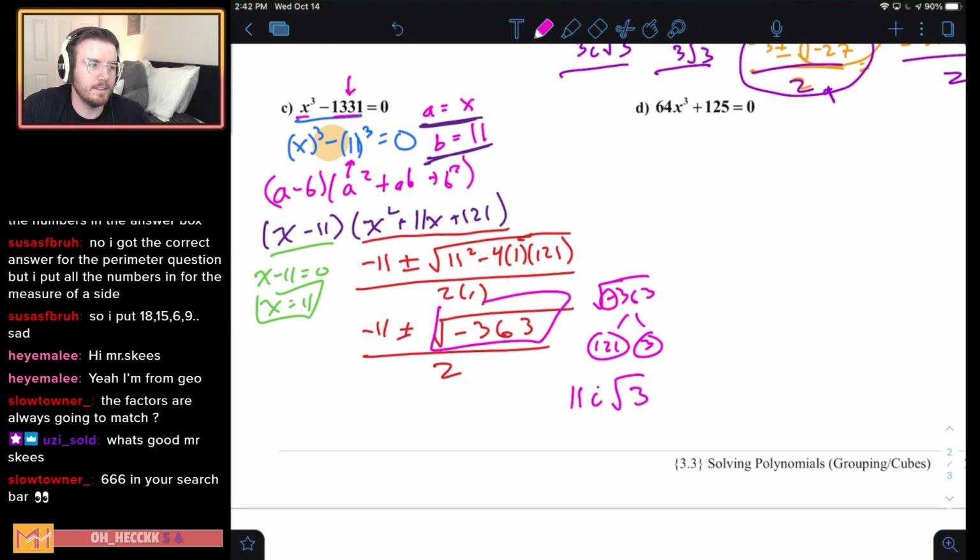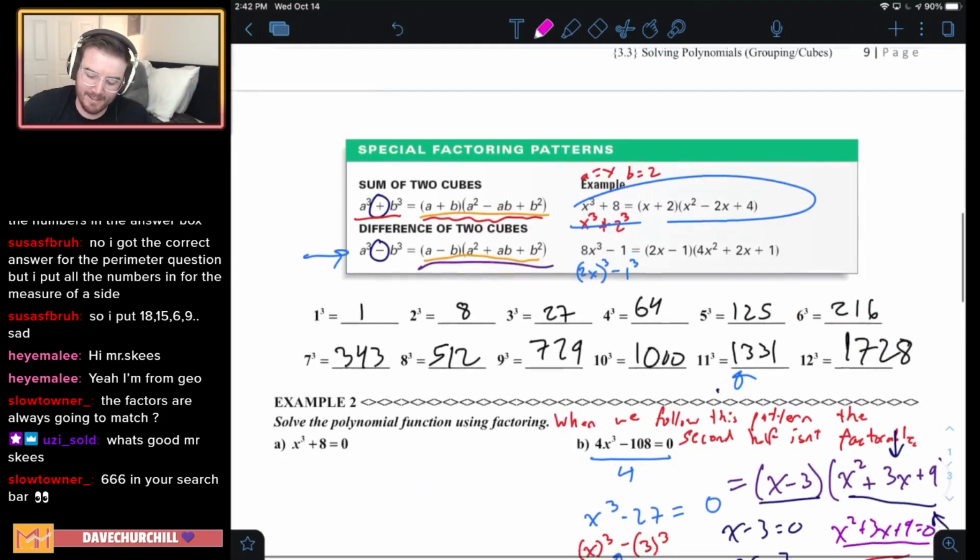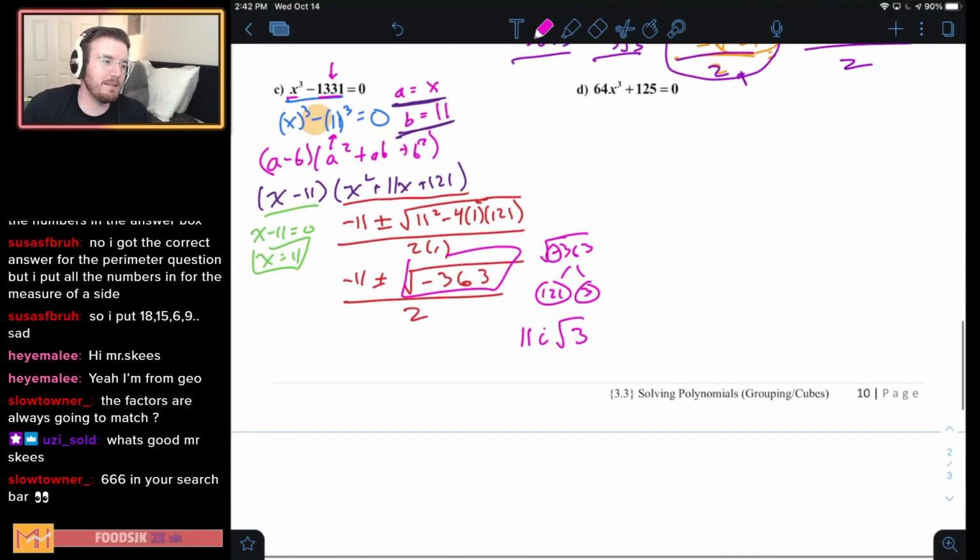Whoa. 666 in your search bar. Yeah, it's because I was trying to figure out 6 cubed earlier, when I wrote that at the top. You actually made me think for a second, like, how did that get there? Yeah, it's because I did 6 cubed earlier.